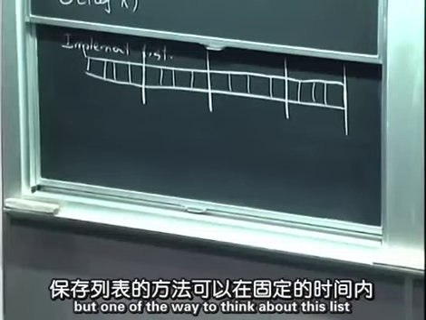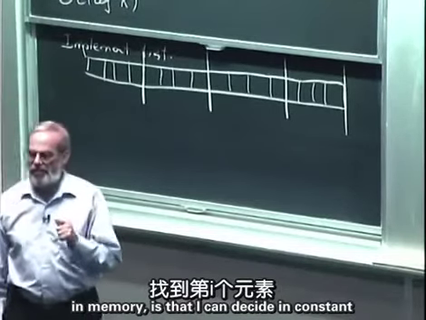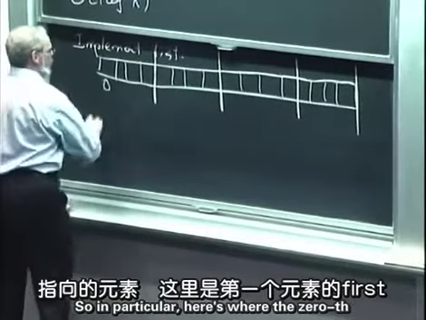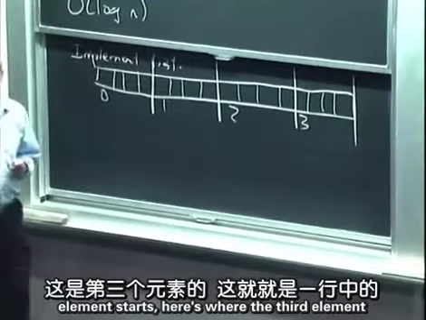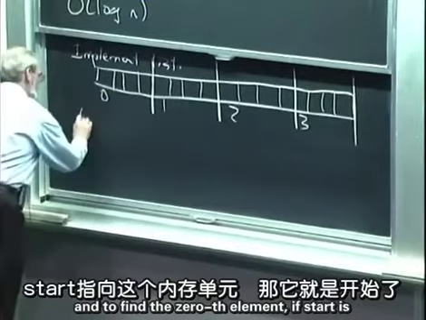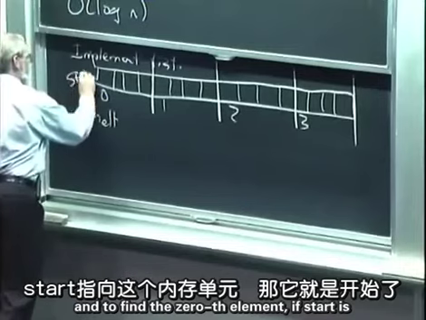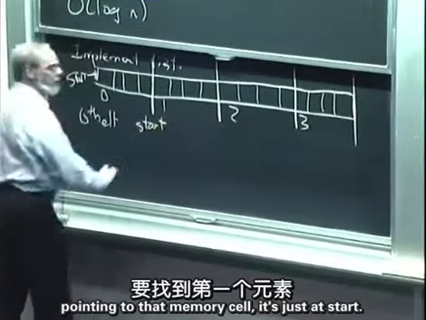But one of the ways to think about this list in memory is that I could decide in constant time how to find the ith element of a list. So in particular, here's where the 0th element of the list starts. There's where the first element starts. Here's where the third element starts. These are just memory cells in a row. And to find the 0th element, if start is pointing to that memory cell, it's just at start.